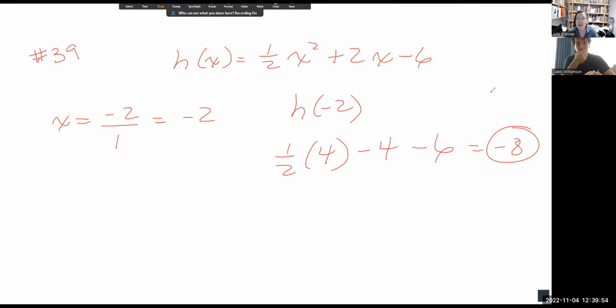Yeah, so that's finding it, using this and just plugging it into the function. A lot of them are going to be this easy. This one you didn't need a calculator for, right? Okay, so that's the main idea.